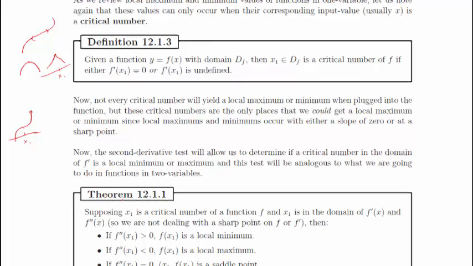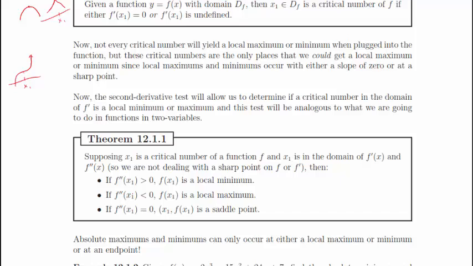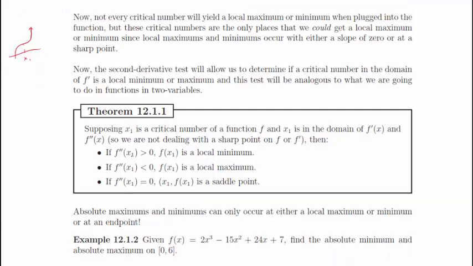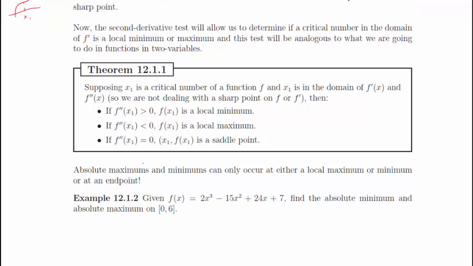So we have the second derivative test for single variable calculus. This is going to allow us to tell if a critical number is a local maximum or a local minimum, or if it's a saddle point. So our theorem 12.1.1 says, supposing x1 is a critical number of a function f and x1 is in the domain of f prime, so it's not a sharp point that we're looking at, and f double prime, so we're not dealing with a sharp point on f or f prime, and so we can even do this second derivative test.